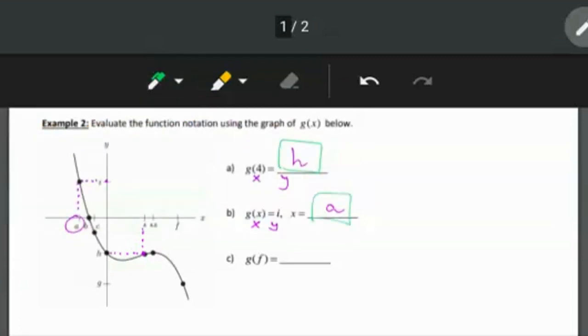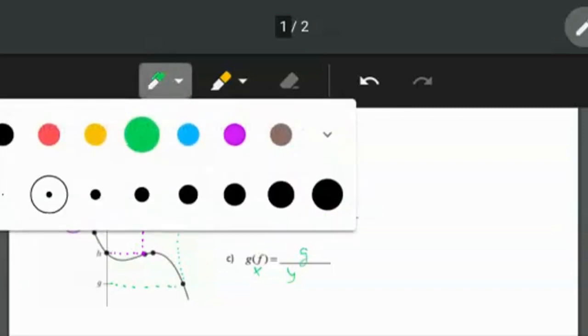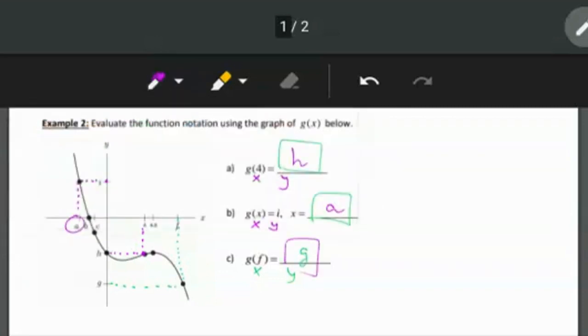All right, and then the last one, g of f. f is the x value. We want the y value that goes with it. So go over to f, follow it down. Let's say it's this point right here and over here. The y value that goes with it is g. So that would be your final answer. So you can answer these questions, even though they involved a lot of letters instead of numbers, you can still do it. We're really just talking about function notation, which is points on the graph.